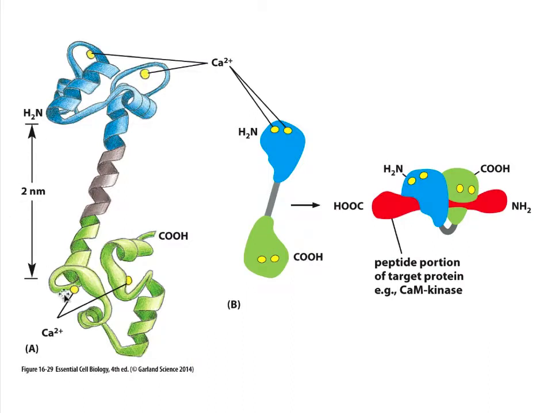The protein calmodulin, which is very important inside cells, is unable to do its job unless it's bound to calcium. And it binds to 4 ions of calcium.